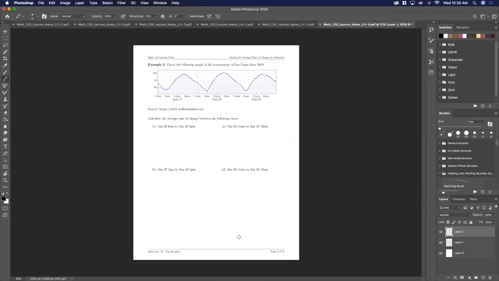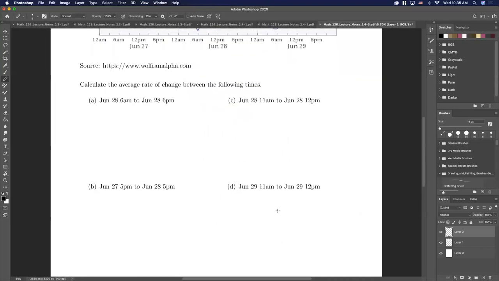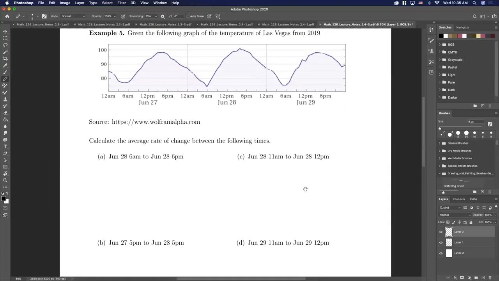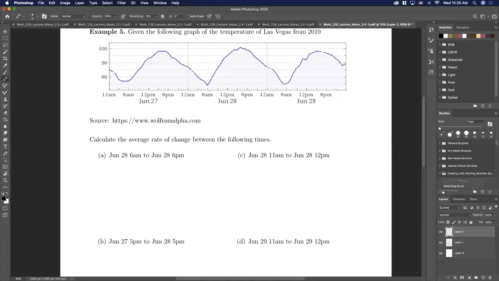So we're going to just do average rate of change. This time I made it very clear. We're just doing 4 times. All right. So let's do the average rate of change here. So the first one we're going to do is between June 28th at 6 a.m. So right here. From here to 6 p.m., which is here. And so here would be our secant line for that.